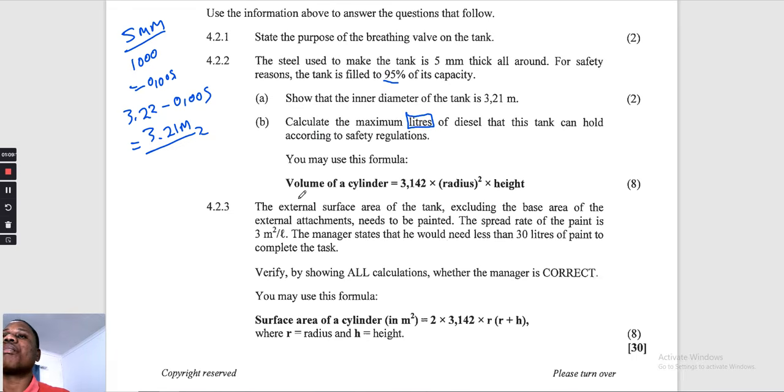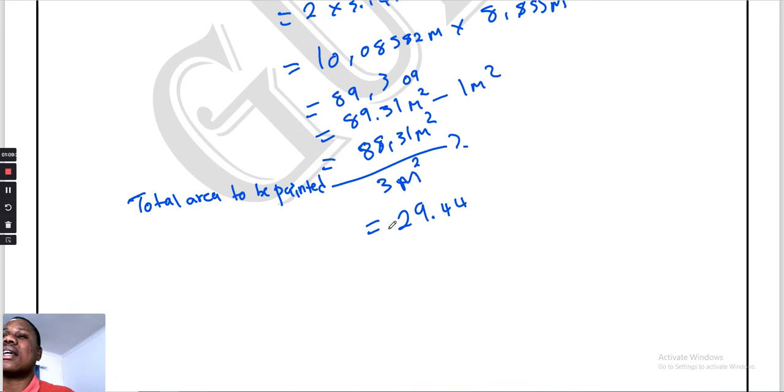That is the paint they will require to paint the whole cylinder. The manager stated that he would need less than 30 liters of paint, and that is true. Indeed, he will need less than 30, because these are the real liters needed to paint an area of 88.31 meters squared. Okay, so that is the end of this lesson.